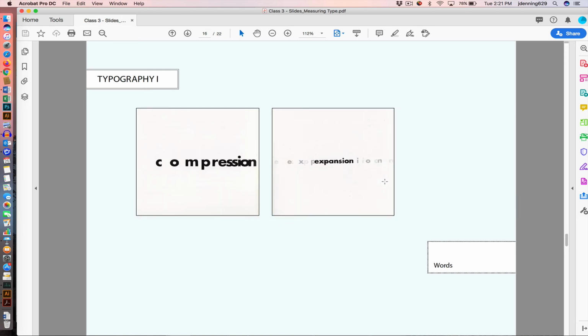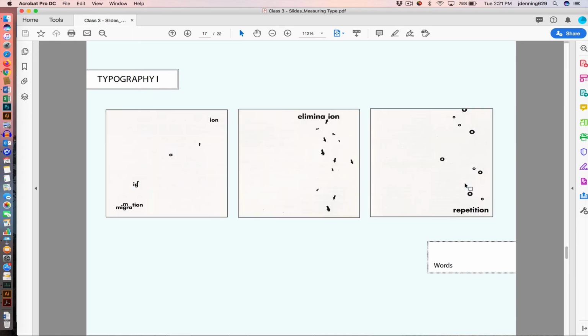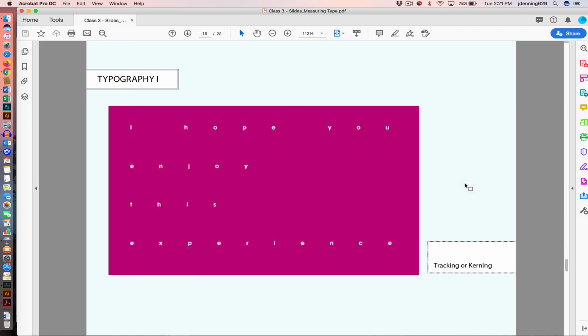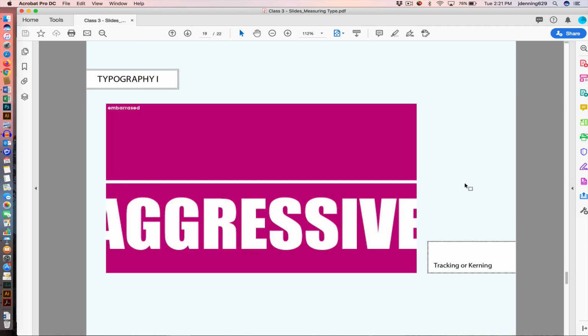Here's some other examples I'm going to show you. Compression and expansion. And you see with this compression, it's really loose at the beginning and really tight at the end. So that's something you can also think about. Migration, elimination, repetition. This is an example of really loose tracking and kerning where it's almost hard to read this statement. I hope you enjoy this experience. So when you have really loose tracking and kerning, you usually read it a lot more slowly. And this is a good contrast between the word embarrassed and the word aggressive.